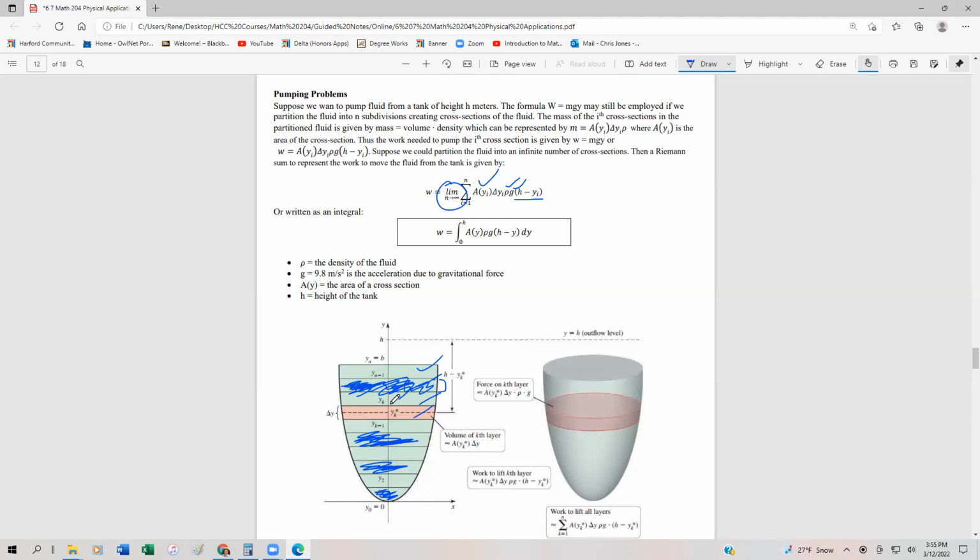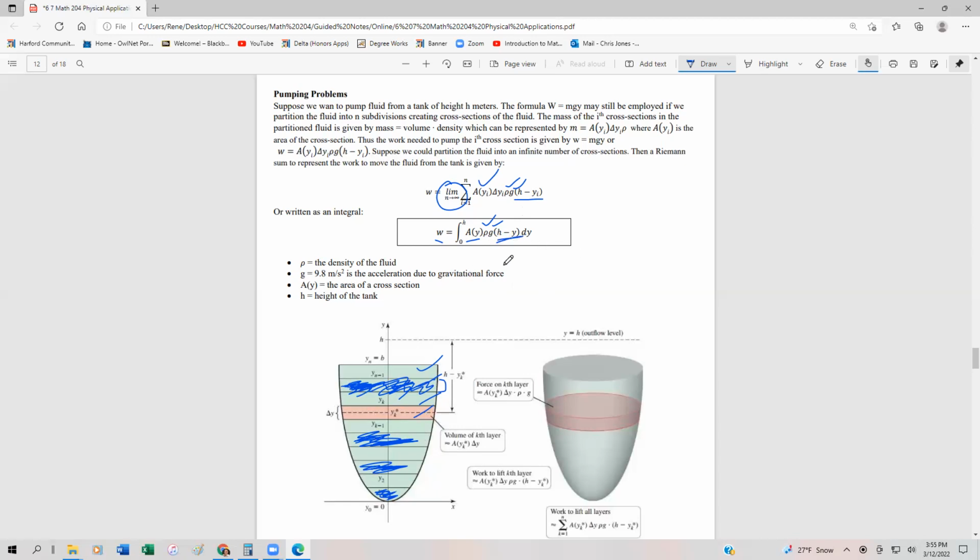And so what we're going to do is find the work by finding the area of one of the cross sections, so we're going to find a formula for the area. We're going to multiply it by the density, the gravitational constant, and then the height minus whatever y might be. And y is variable. Remember, as we're going up the tank, h minus y is eventually going to get to 0.